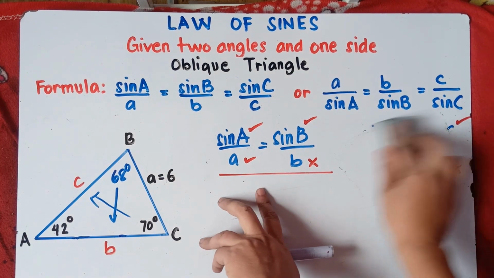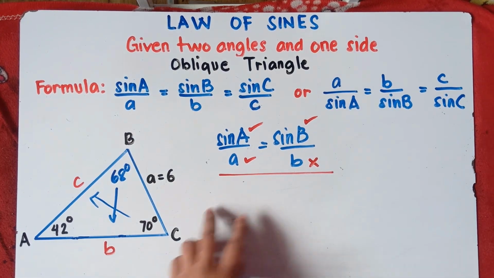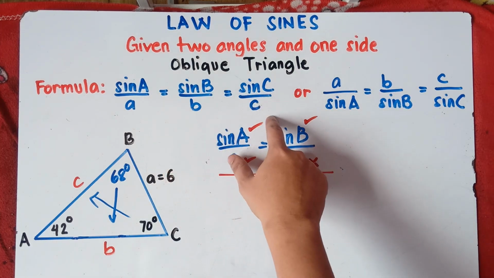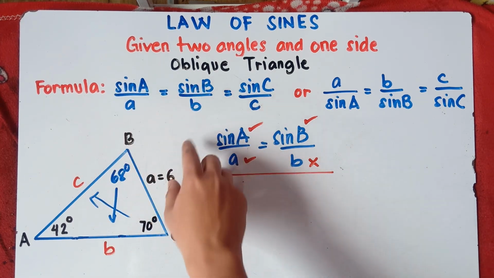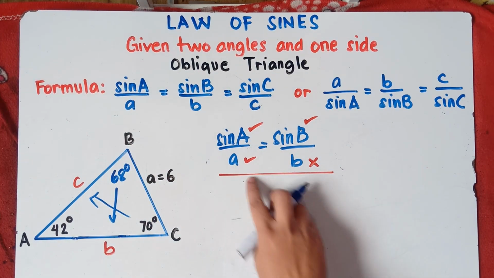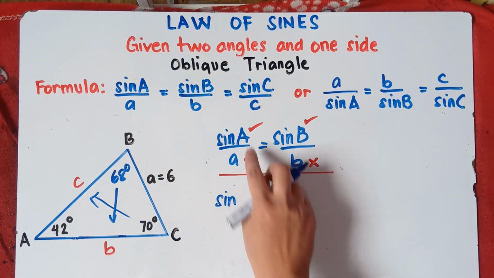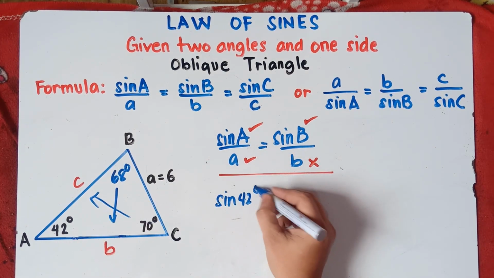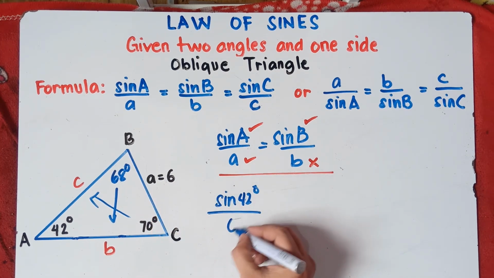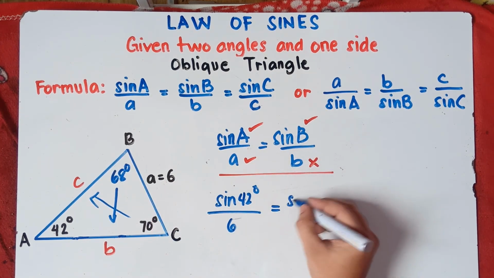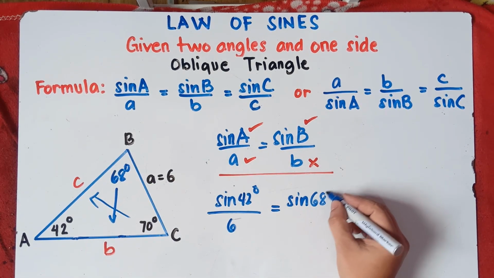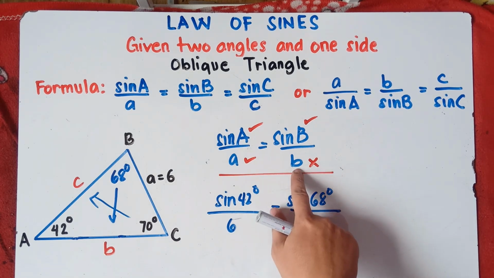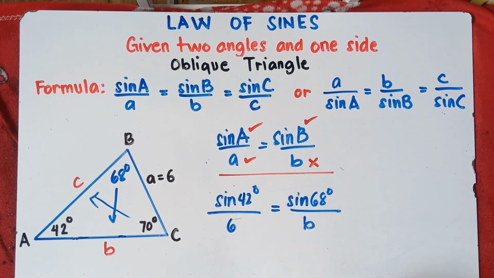Alright, so let's use this one to find the value of B. Once again, we cannot use sine B over B equals sine C over C because we don't have C and we don't have B. We can only use sine A over A equals sine B over B. Alright, so substitute the values. This will be sine of angle A, that's 42 degrees, over A, which is 6, equals sine B, where capital B is the angle, so sine 68 degrees over small b, which is unknown. So simply copy b, and then cross multiply.